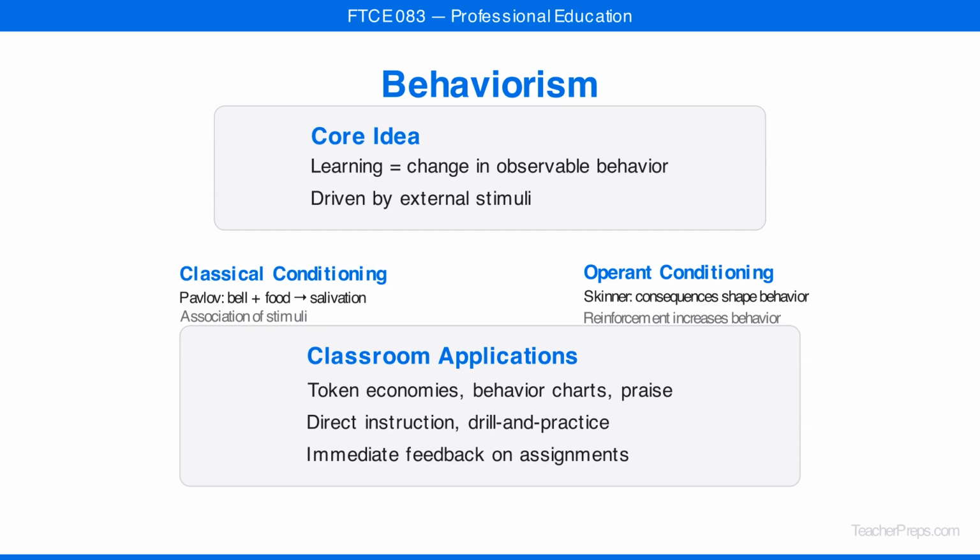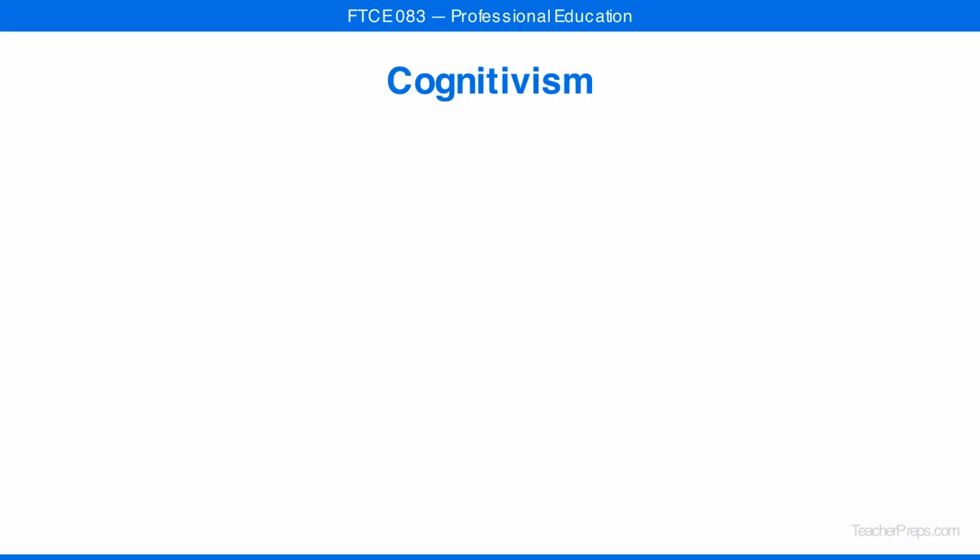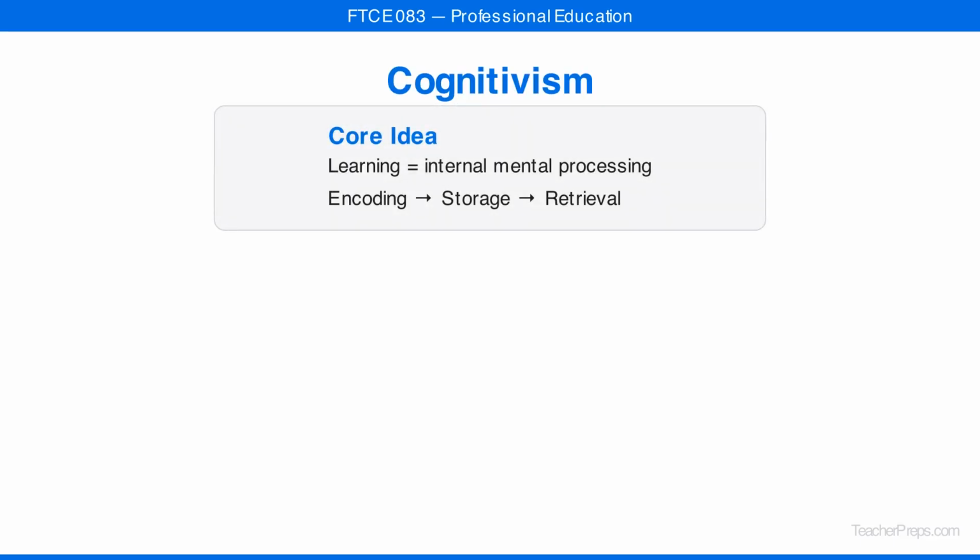In the classroom, behaviorism shows up as token economies, behavior charts, praise systems, direct instruction, drill and practice activities, and immediate feedback on assignments. The second theory family is cognitivism. Cognitivism says that learning is an internal mental process involving how the brain encodes, stores, and retrieves information. Unlike behaviorism, cognitivism looks inside the mind.